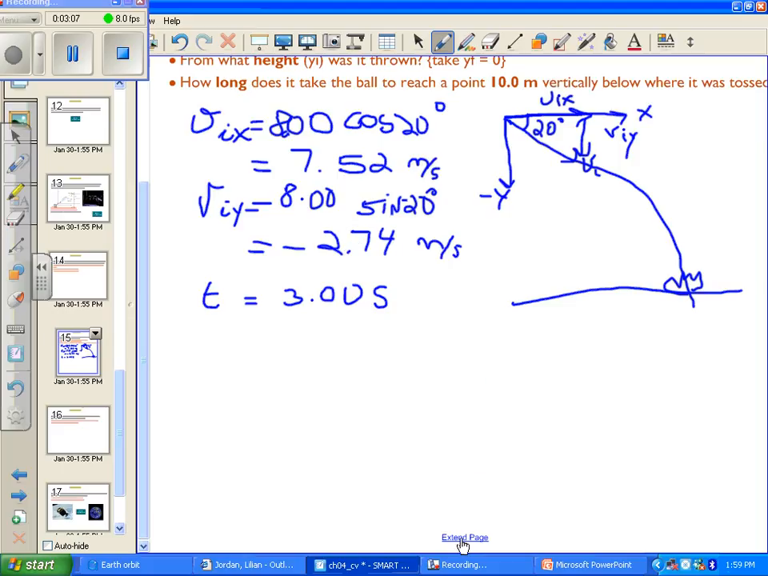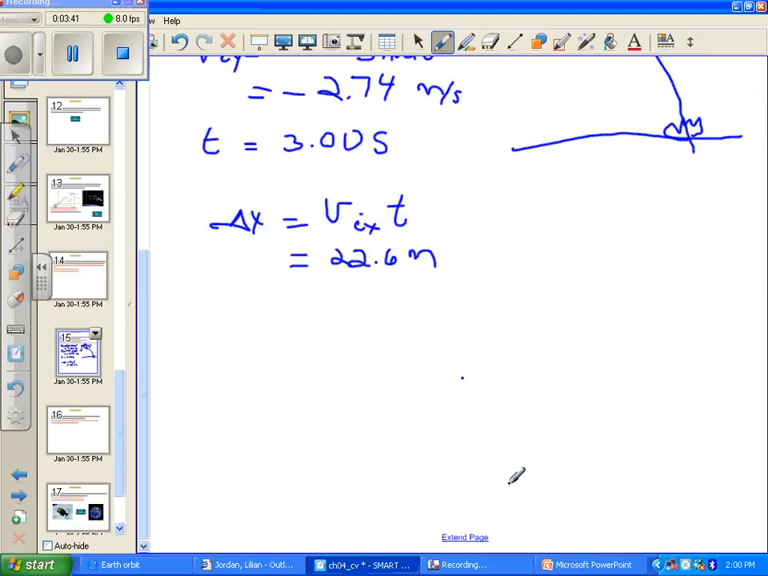Well, the horizontal displacement, which is the first thing we're asked to solve, delta x, will be equal to v initial x times t, the time to strike the ground. Since we've already obtained v initial x, we multiply it, that's 7.52 meters per second, multiplied by 3 seconds, and that gives us a delta x, horizontal displacement, of 22.6 meters.